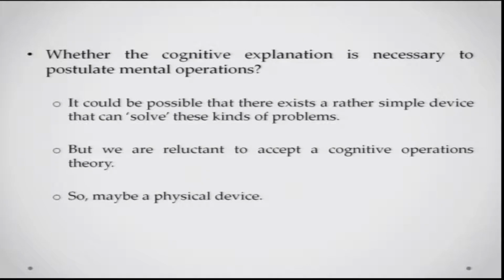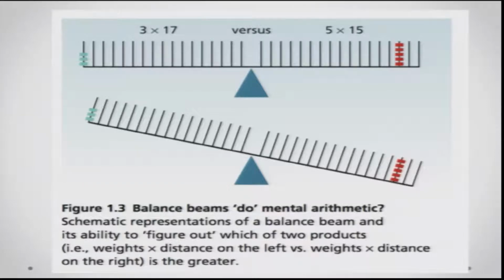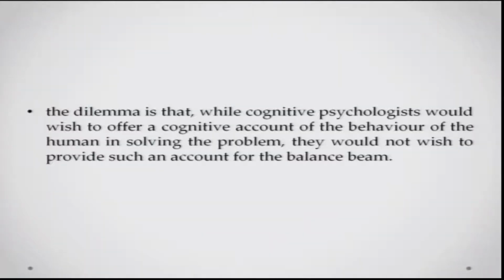Now, something somebody can also ask is whether a cognitive explanation is necessary for this kind of mental arithmetic. You could simply say that there is a physical device in your head which really does this calculation. Okay. So let us say there is a physical device, maybe it is, for example, like this balance beam. If there is more weight on one side, then the number is more, then the resultant is more. If there is more weight on the other side, the resultant is less. We can say that, but can we use this physical explanation for many other calculations as well?